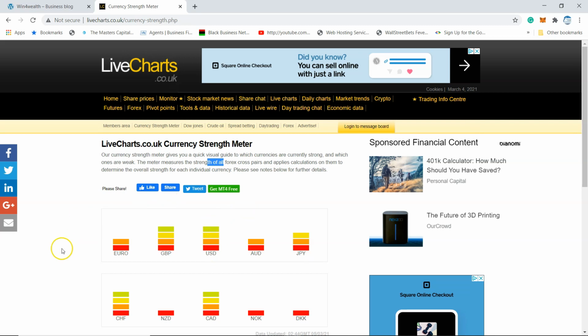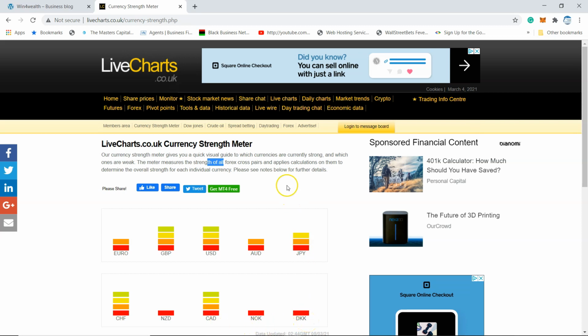So let's look at this. This is what it is. Very simple, and it updates every minute. The Euro, Great Britain Pound, US dollar, the AUD, JPY. These are the 5 top pairs. And then you have these bottom pairs, CHF, NZD, CAD, NOK, and DKK.